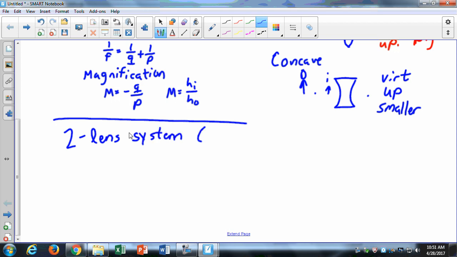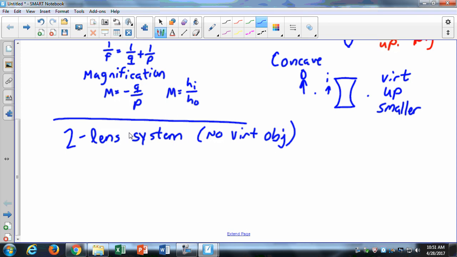I know that we did virtual objects in the lab. There'll be no virtual objects here with your two-lens system. It'll be like the ones that we did in class. If you don't know what I'm talking about, you should know what I'm talking about. The virtual objects occur when the object is on the opposite side of the second lens. And we're not going to see that.